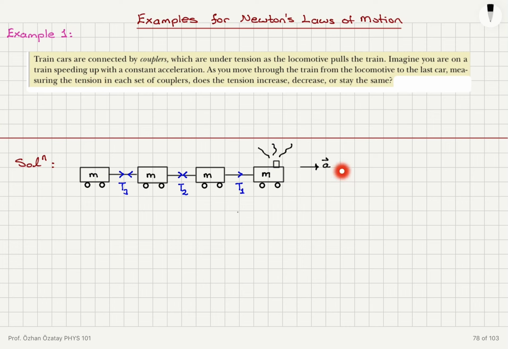So here's a constant acceleration A to the right. As you move through the train from the locomotive to the last car, measuring the tension in each set of couplers, does the tension increase, decrease, or stay the same? So we're moving from the locomotive to the last car, and we keep measuring the tension on these couplers, T1, T2, T3. So is this tension increasing or decreasing as we move to the last car?